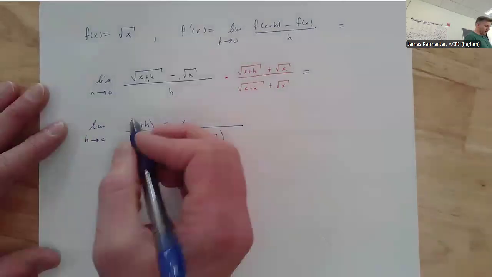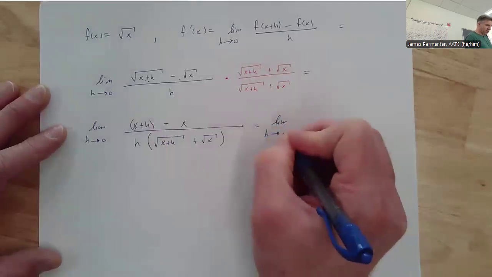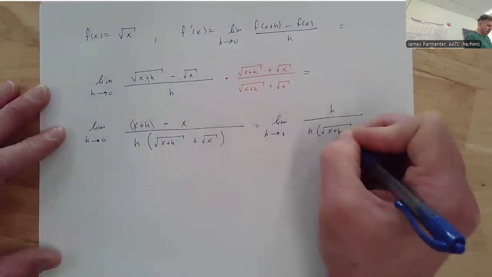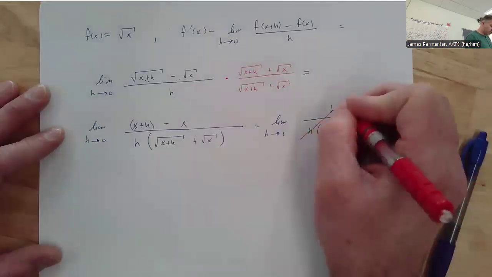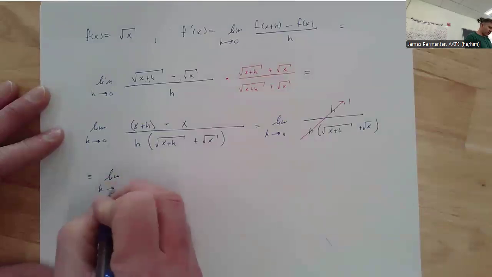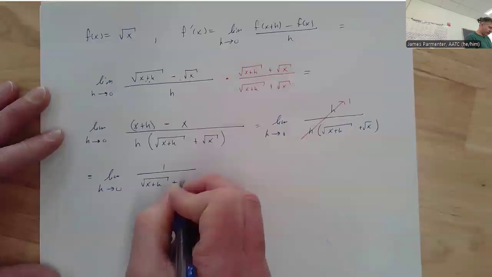You can see in the numerator that the x minus x is going to be 0. So we're left with the limit as h goes to 0 of h over h times the square root of x plus h plus the square root of x. The h's divide to 1. So then you're left with the limit as h goes to 0 of 1 over the square root of x plus h plus the square root of x.